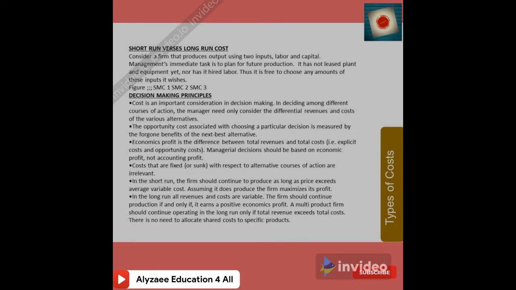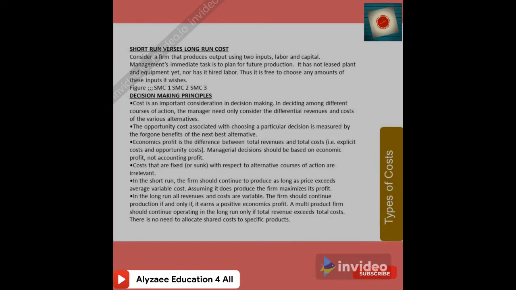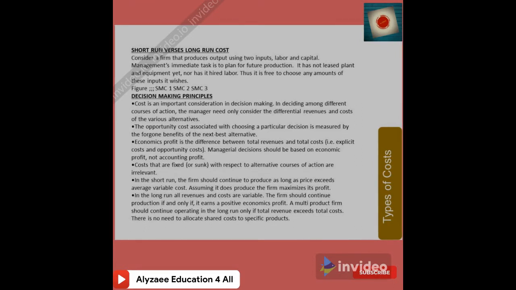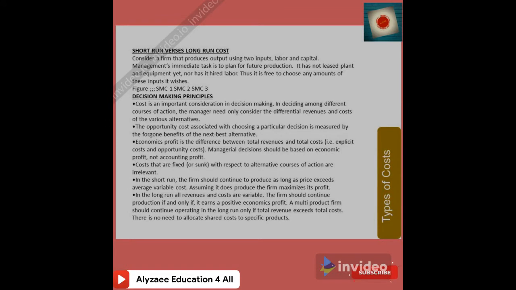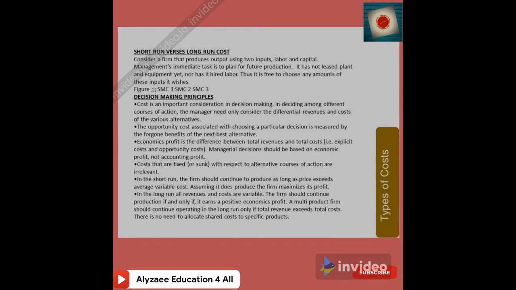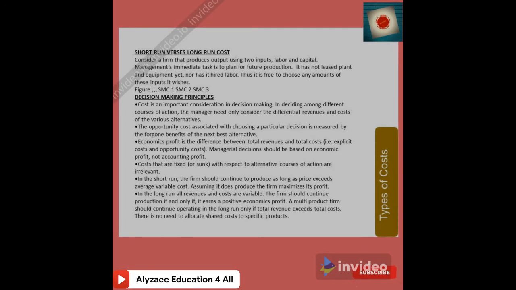इन द शॉर्ट रन द फर्म शुड कंटिन्यू टू प्रोड्यूस एज लॉन्ग एज प्राइस एक्सीड्स एवरेज वेरिएबल कॉस्ट, अस्यूमिंग इट डस प्रोड्यूस, द फर्म मैक्सिमाइजेशन ऑफ द प्रॉफिट. इन द लॉन्ग रन ऑल रेवेन्यूज एंड कॉस्ट आर वेरिएबल. द फर्म शुड कंटिन्यू प्रोडक्शन इफ और ओनली इफ इट अर्न्स अ पॉजिटिव इकोनॉमिक प्रॉफिट. जब तक फर्म प्रॉफिट कमाती है, थोड़ा है या ज्यादा है, आप इक्विलिब्रियम पॉइंट से ऊपर जा रहे हैं, इवन इक्विलिब्रियम पॉइंट को भी टच कर रहे हैं, तो यू कीप प्रोड्यूसिंग थिंग्स.